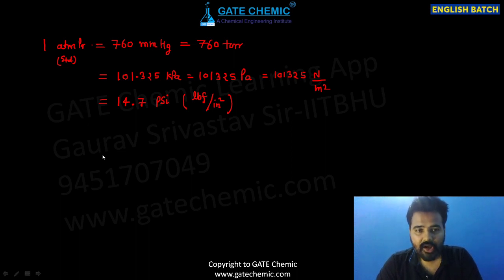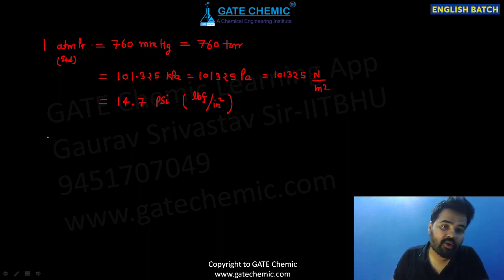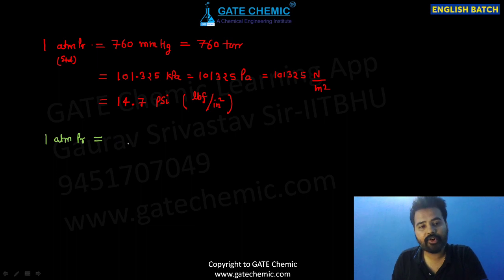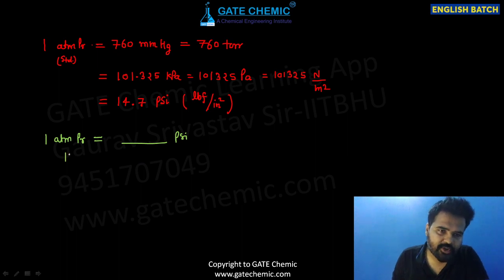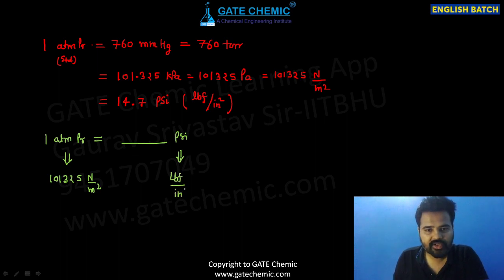Now, how can you say that 1 atmospheric pressure equals 14.7 PSI? I am going to do another beautiful conversion. So 1 atmospheric pressure equals, I want to know how much PSI. This is my question. This atmospheric pressure can be written as 101.325 newton per meter square, and this PSI can be written as LBF per inch square.